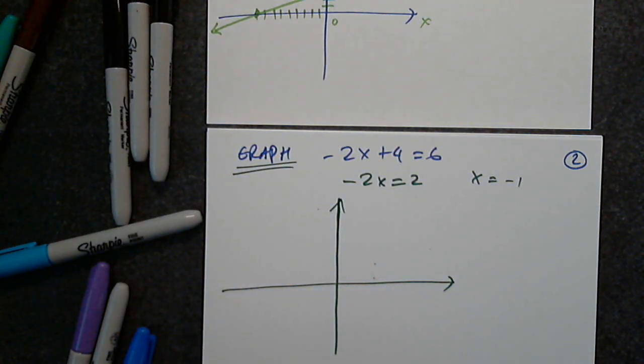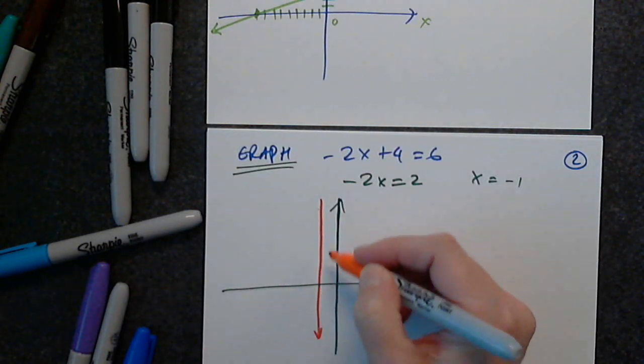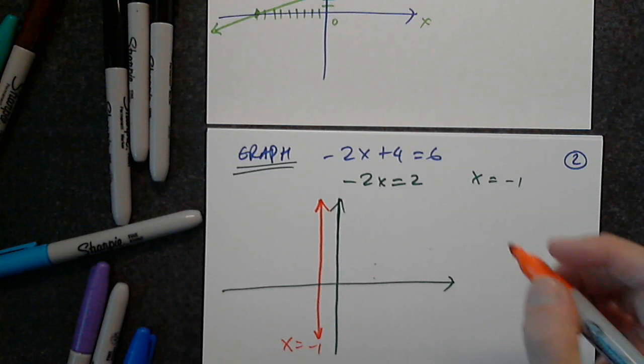Well, x is a constant, so it would be a vertical line. Exactly. Here it is. This is the line x equals negative 1. The slope is undefined. Very good. Excellent.